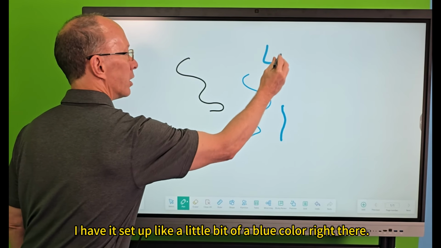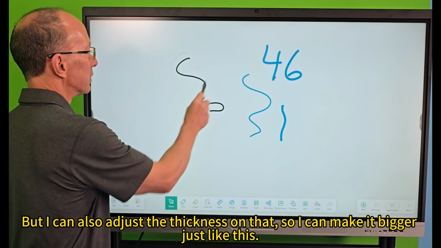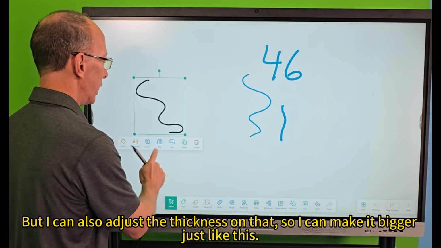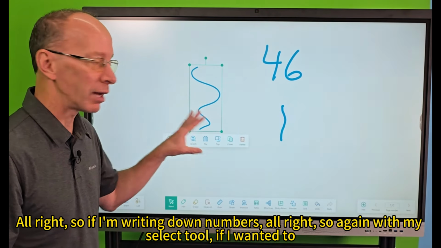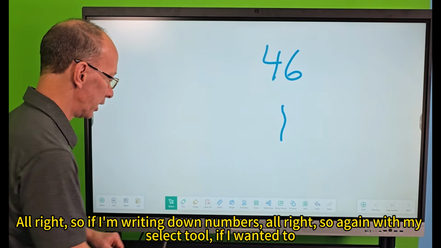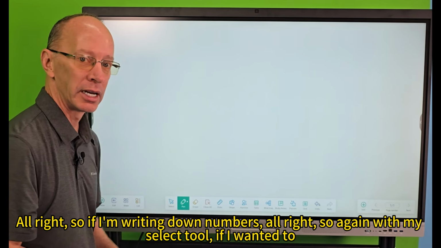All right, so if I'm writing down numbers, again with my select tool, if I wanted to, I can just select something like that and then move it around. And I can even delete that part, which is really nice. We're going to talk a lot more about the select tool in a little bit. Let's go back to my pen. I'm going to go ahead and clean all. And let's go back here to the pen.